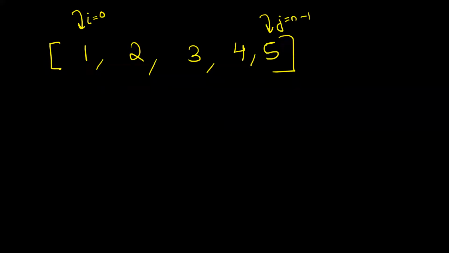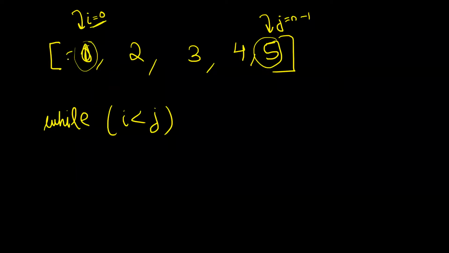So what do I do? Boss, I will say while i is less than j. While i is less than j, what do I do? See, i is pointing at index 0 and j is pointing at index n minus 1. So i is less than j. So I swap arr of i with arr of j. So I will swap 5 with 1. And then what will I do? I will move i forward and I will move j backward.